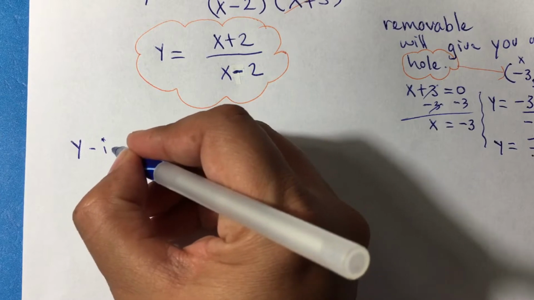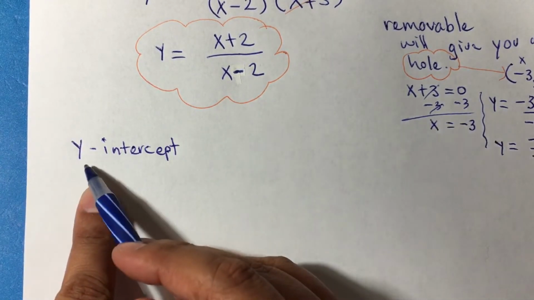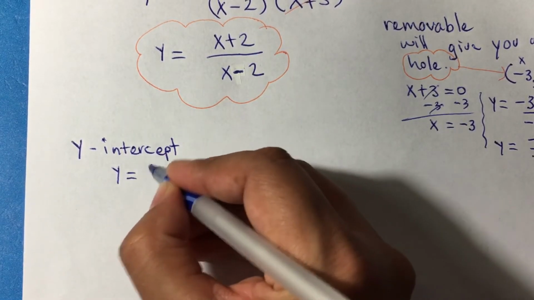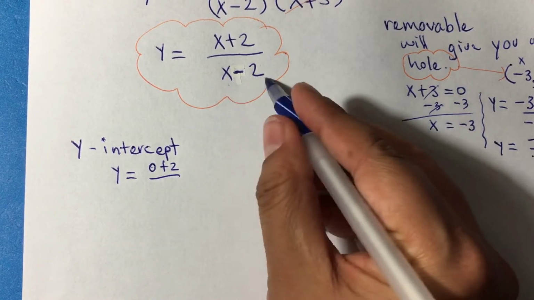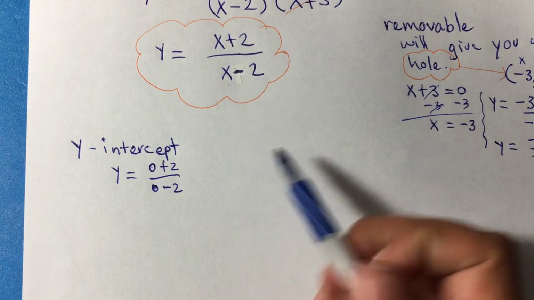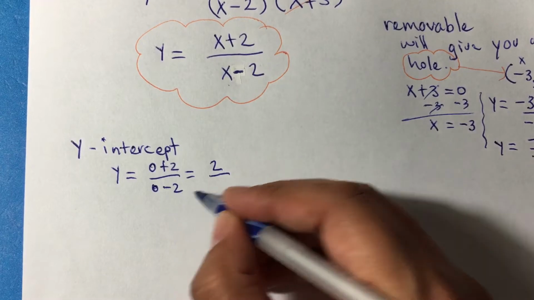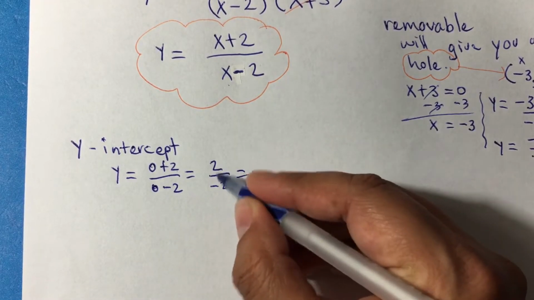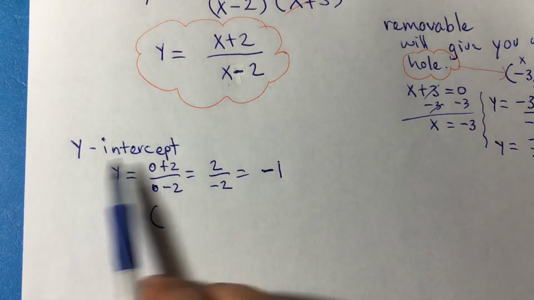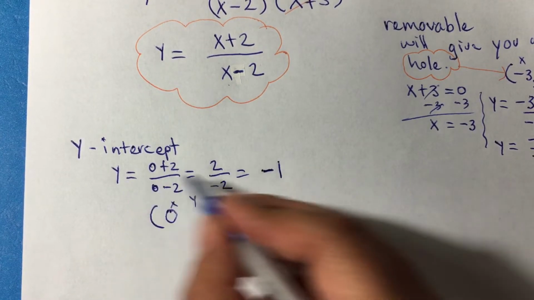Okay, so the y-intercept. When we're looking for the y-intercept, x equals 0. And so y equals 0 plus 2 over 0 minus 2. All I'm doing is replacing x by 0. So 0 plus 2 is 2, 0 minus 2 is negative 2, and 2 divided by negative 2 is negative 1. So my y-intercept is x is 0, y is negative 1.